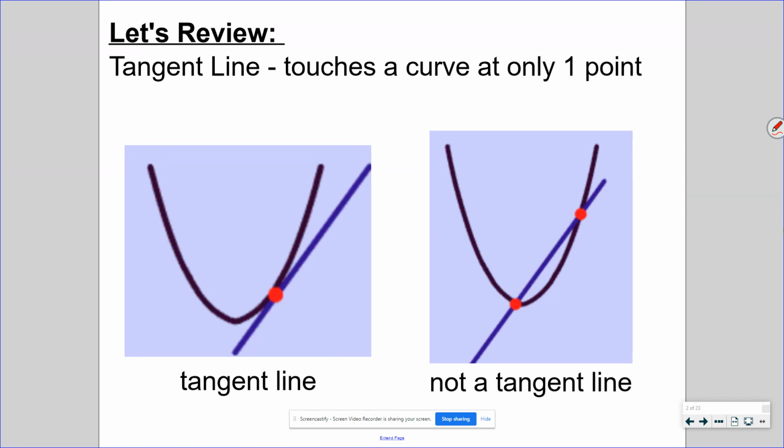The one on the right is an example of something that's not a tangent line. In fact, that actually does have a special name. This one is called a secant line. So a secant line is a straight line that crosses through the graph at 2 points.